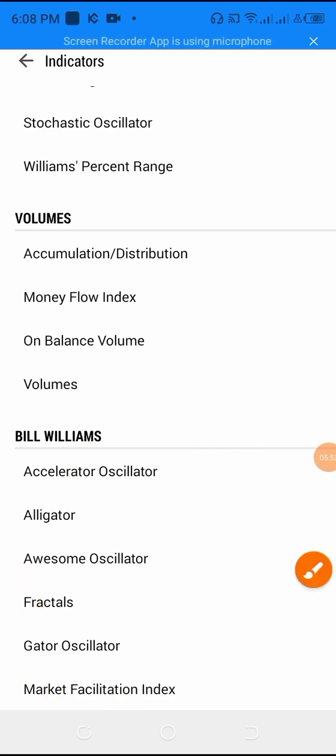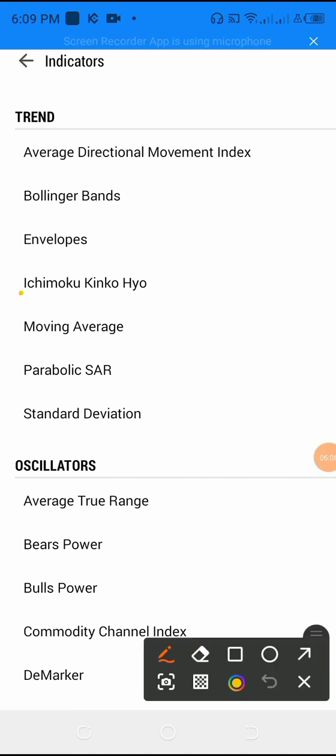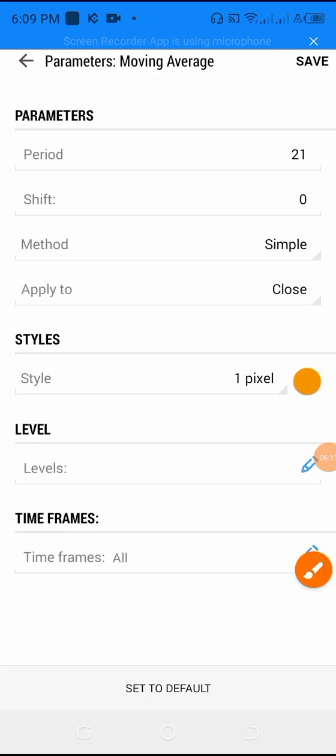All right, so let's start with the moving average. We'll be talking about a few indicators. Let's start with the moving average. To add an indicator, you click on whichever indicator you want to add. For instance, this moving average, you click on moving average, and you start editing parameters to suit your interest or your taste.